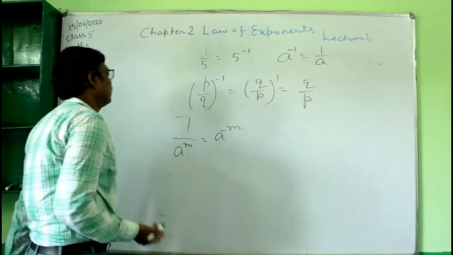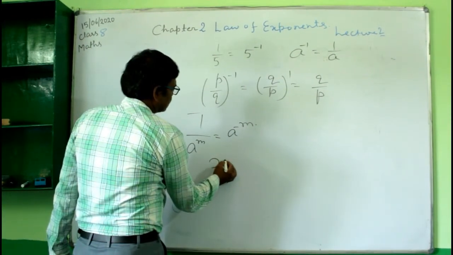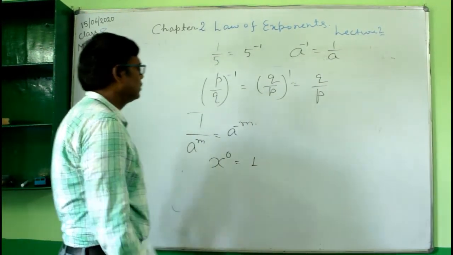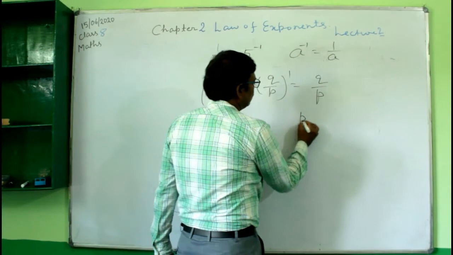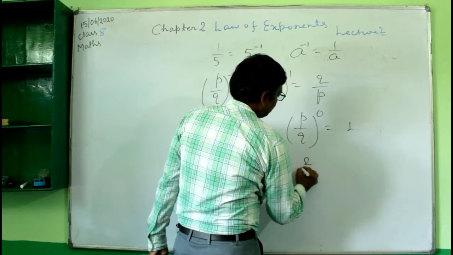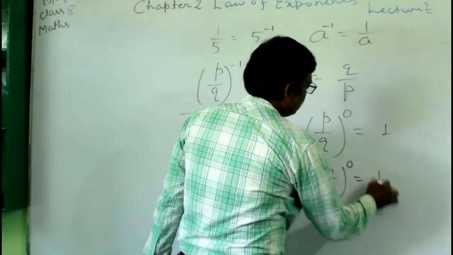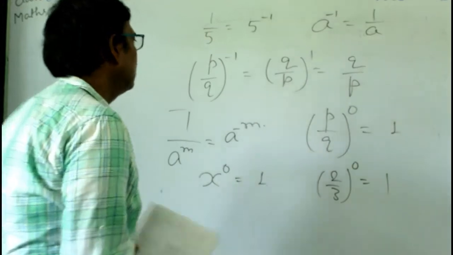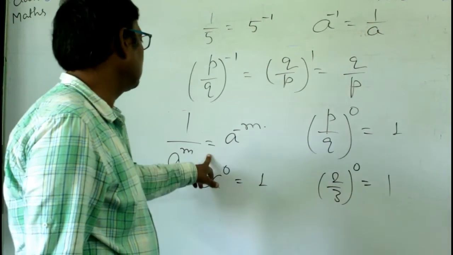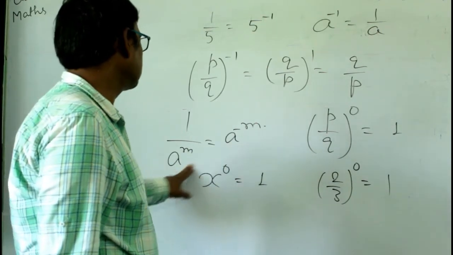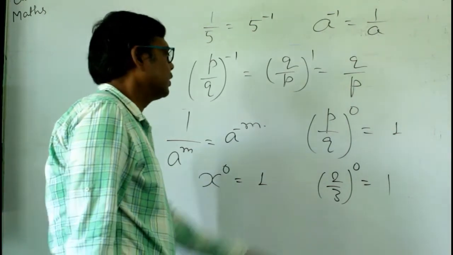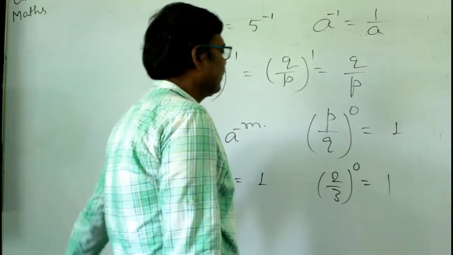And there are some more topics. If you have any rational number and its power is 0, then its value is always 1. That is, if you have any rational number like p by q raised to the power 0, its value is always 1, like 2 by 3 to the power 0 equals 1. So remember these two formulas: 1 by a to the power m equals a to the power minus m, or the reverse is also true. And also p by q to the power 0 equals 1.